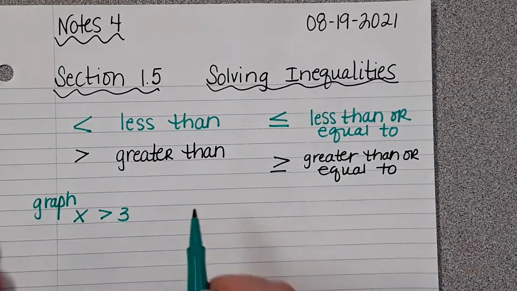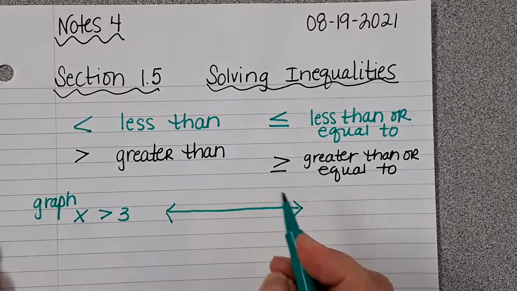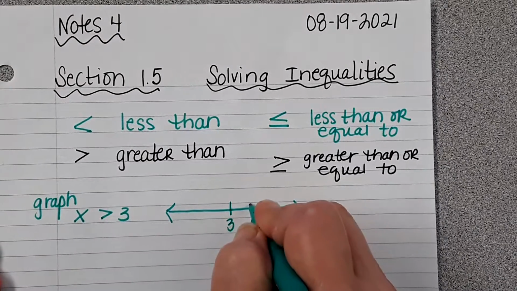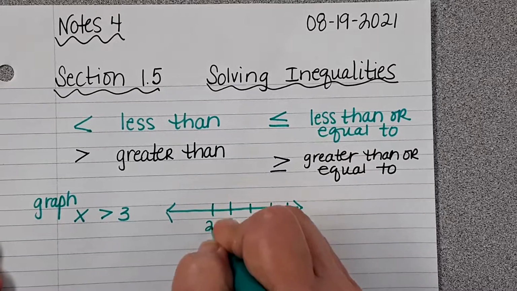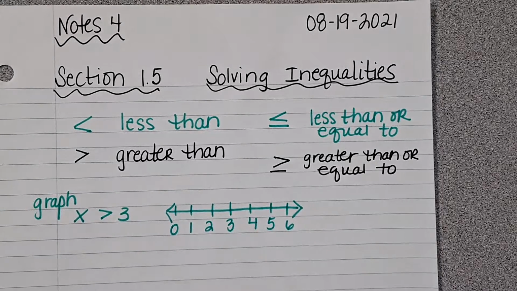You're going to draw a number line. And when you draw the number line, go ahead and put 3 in the middle, and then put numbers on either side of it. Now, when you see x is greater than 3, what that means is you can use any number that's greater than 3 to make this true. Does it include 3? No, it says x is greater than 3.